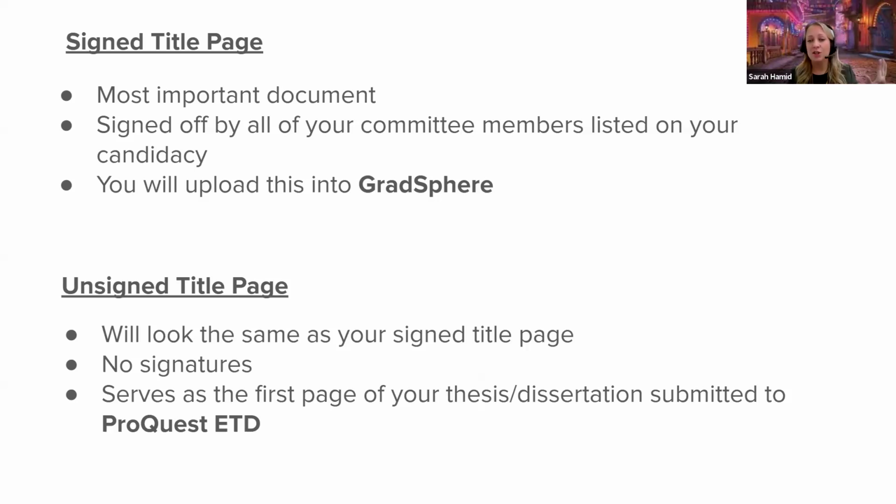So the one with the signatures, you're going to upload into GradSphere. The one without the signatures will serve as the very first page of either your thesis or dissertation. So when we go into ProQuest and look at your final version of your thesis or dissertation, the very first page we should see is your unsigned title page, and it will be Roman numeral page number 1.